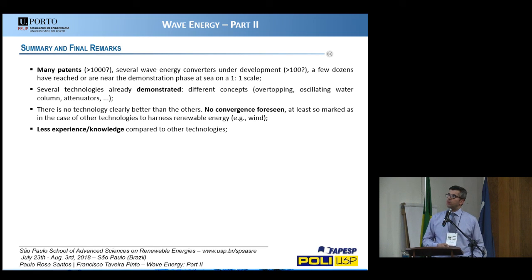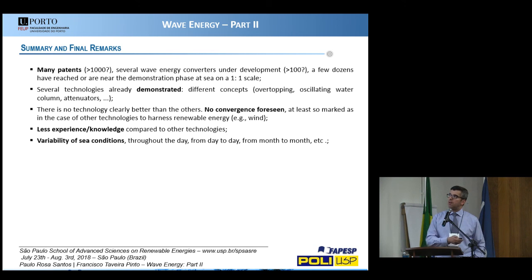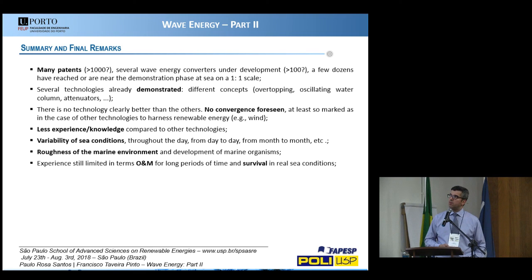We should try to do research, because the experience is not high in this domain, it is less than in other areas. The variability of the sea conditions is a very important topic, because as I mentioned before, the technologies should work well for frequent conditions, but they should also withstand the extreme conditions they may face in the sea. And the marine environment is a very rough environment. We still have limited experience in terms of offshore operation and maintenance. To have experience, we need more time.